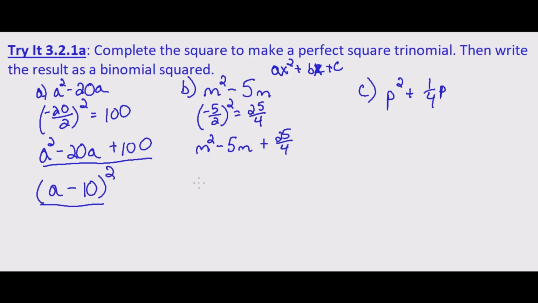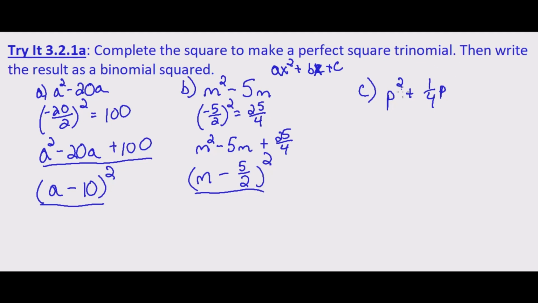And then that would be m minus 5 halves squared. What we originally had, b divided by 2, that would be what we're subtracting or adding. In this case, it's negative 5 halves, so it's m minus 5 halves squared, written as a binomial squared.